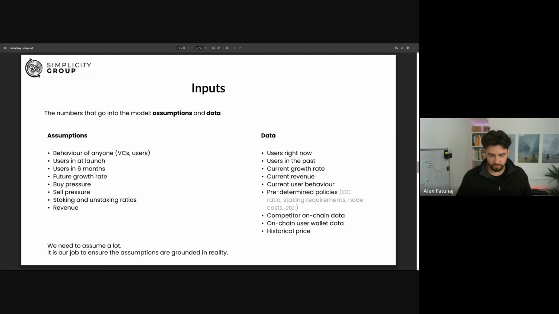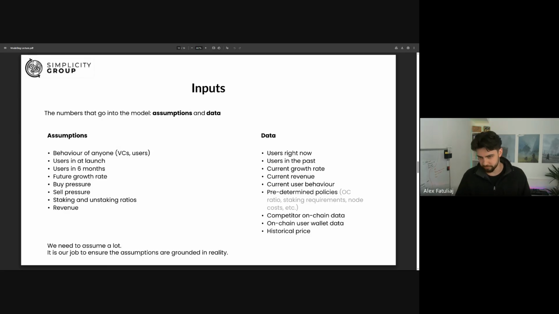Now, those inputs are numbers, or again, formulas that go into the model. They're made out of assumptions, and they're made out of data. Assumptions is anything that you just don't know. So, for example, behavior of anyone, like your VCs or your users, the users at launch, the users in 6 months, the future growth rate, the buy pressure, the sell pressure, staking and unstaking ratios. So as in, if I have 1,000 people staking, next month 10% will unstake. Revenue. It's things that you just don't know.